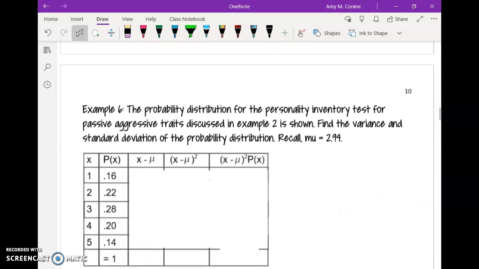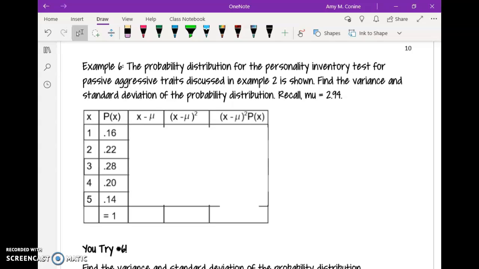So let's look at example 6. We're going to use our formulas here. We have this chart, the probability distribution for the personality inventory test that we've been using since example 2. It says find the variance and standard deviation. If you recall, the average, the mu, was 2.94, which we found from the previous page, so we just brought that information over. In our first column, we have our x and our probabilities.